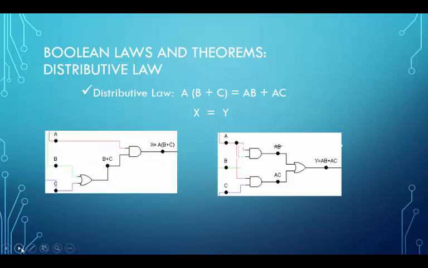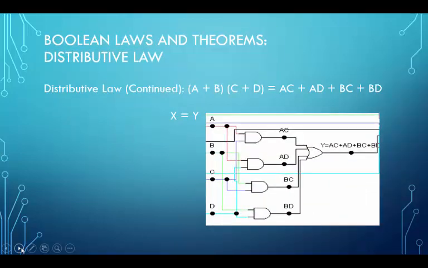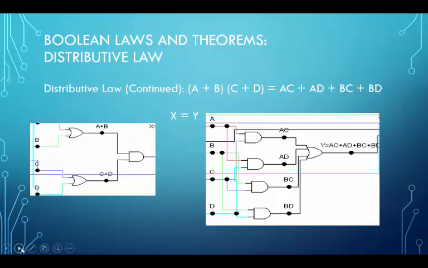In other words, X equals Y. The distributive law, in another form, tells us that we can take A or B and AND that function with C or D to get A and C, or A and D, or B and C, or B and D.